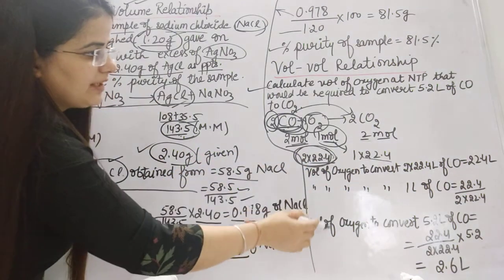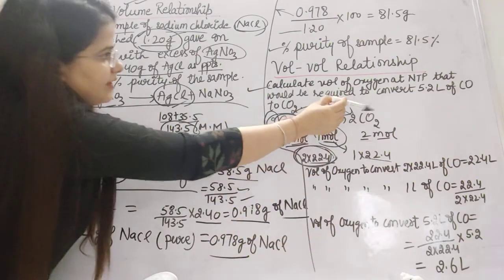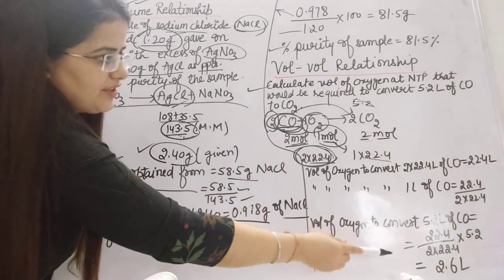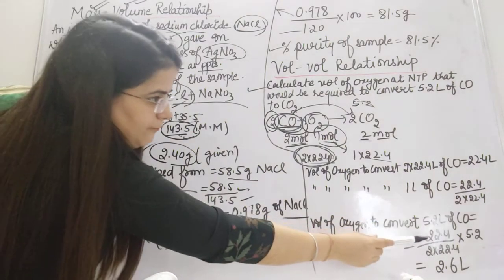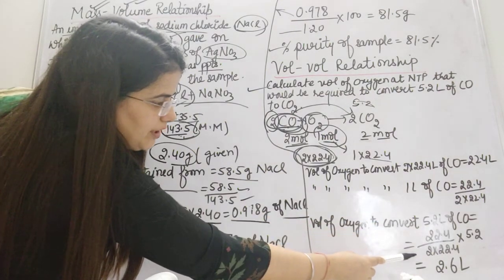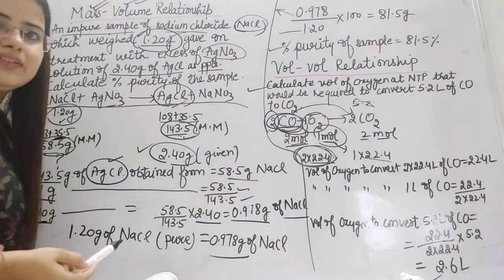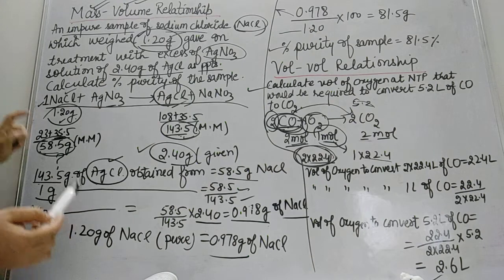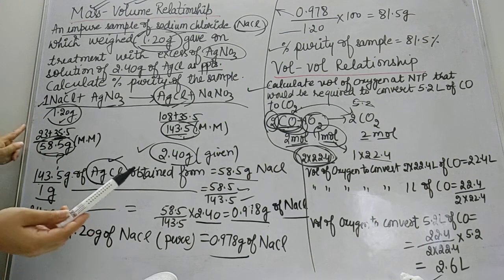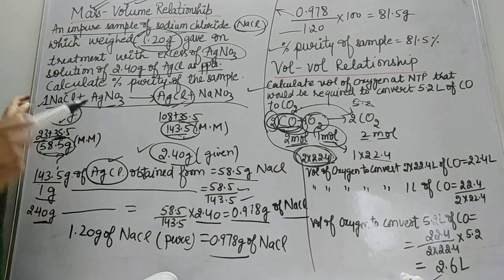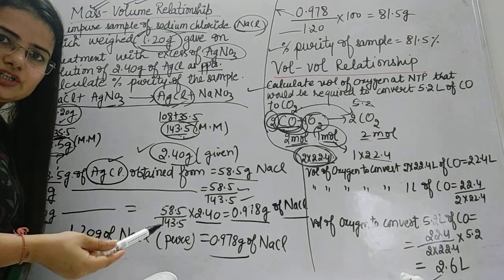Then you need to calculate the volume of oxygen to convert 5.2 liter, as written here. So you just multiply 22.4 divided by 2 into 22.4 multiplied by 5.2. You will get the answer 2.6 liter. So in this way, you can solve numerical problems related to the mass with volume relationship and the volume with volume relationship. Thank you.